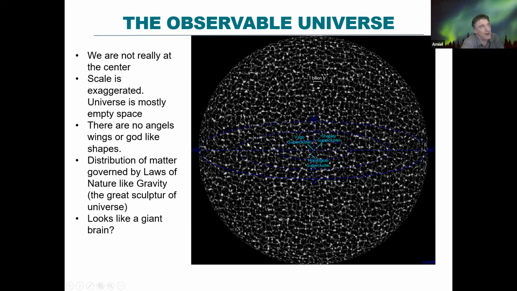Notice that there are no patterns here. This is not intelligent design that we're seeing here. No godlike being did this. There's no shapes, no triangles, no angels, no wings, nothing. It's the random distribution of matter governed by the laws of gravity. So, each dot in here could be millions of galaxies. That's kind of a funny thing to think about.